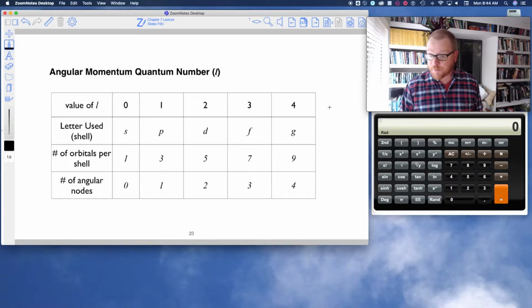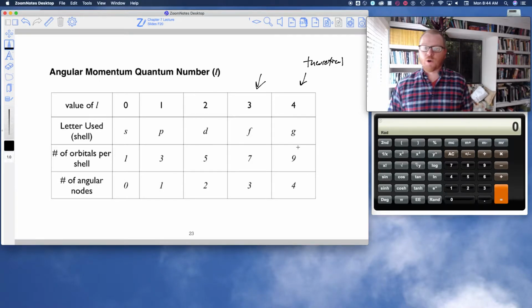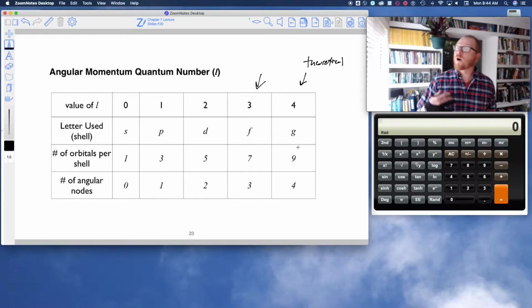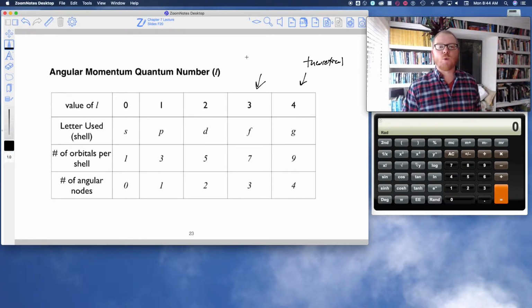This is as high as the periodic table goes. Technically the periodic table really doesn't go past 3, okay? So this number 4 is theoretical, for when we find more atoms and the periodic table has to get bigger, okay? So this is where the periodic table stops currently, at L equal to 3.